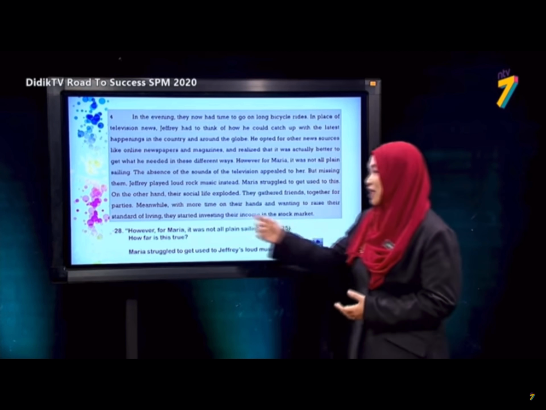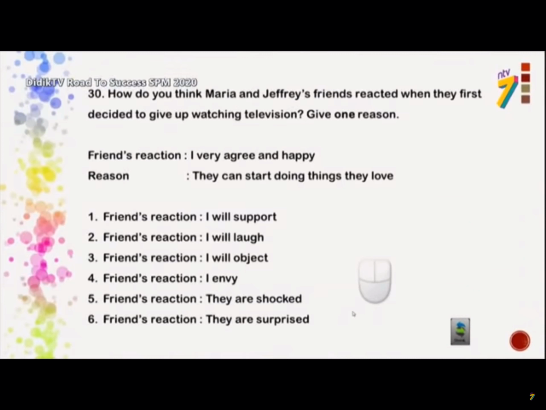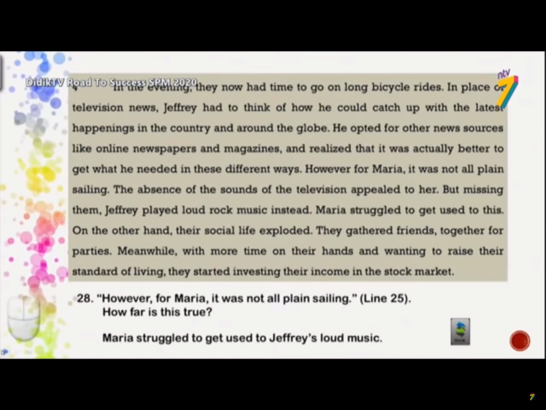So they gave you a phrase statement. However, for Maria, it was not all plain sailing. Line 25. So how far is this true? We have to see Maria, it was not all plain sailing. Okay, here line 25 is here. However, for Maria, it was not all plain sailing. So here, starting from here.